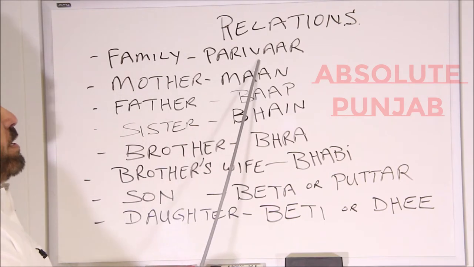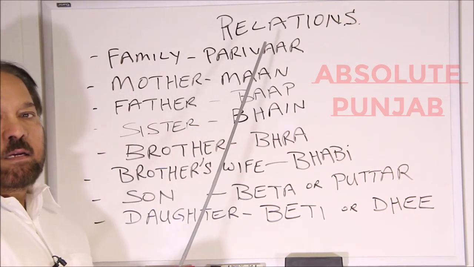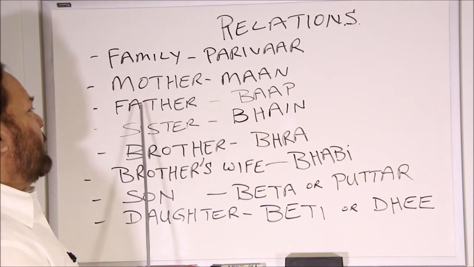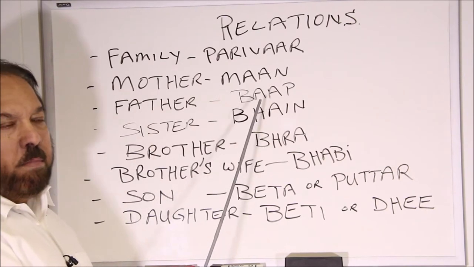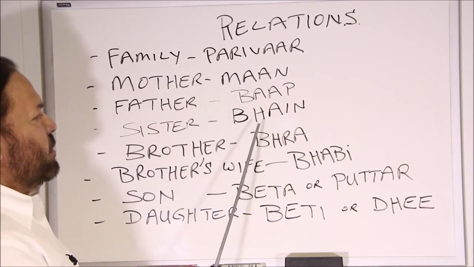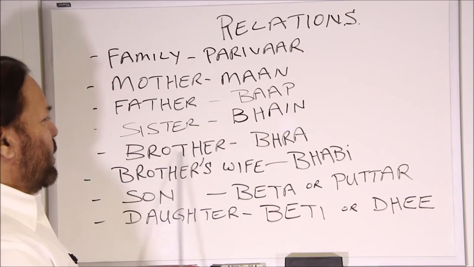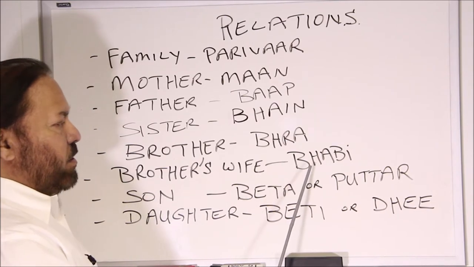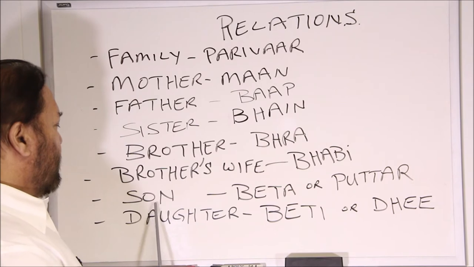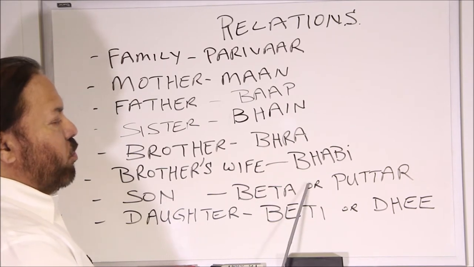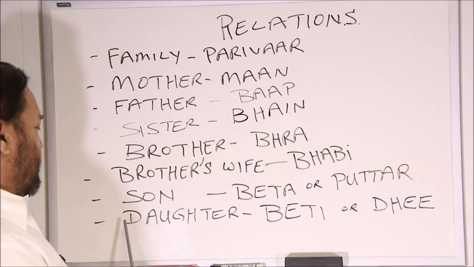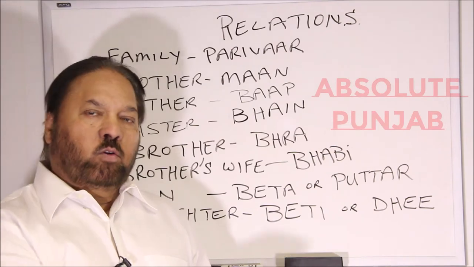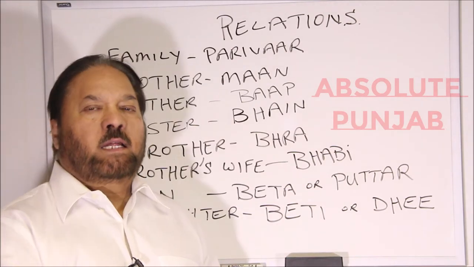Family, parivar. Mother, ma. Father, bap. Sister, pan. Brother, pra. Brother's wife, we call pabi. Son, beta or putter. Daughter, beti or ti. I'm going to clean the board and write down the new one.